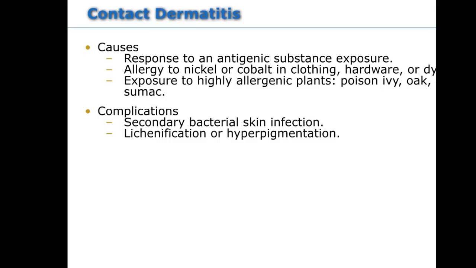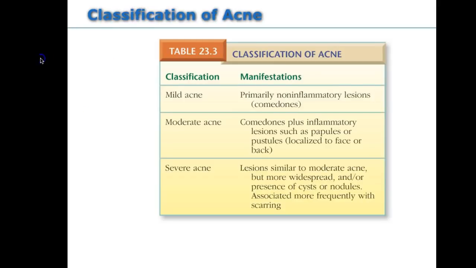Okay, exposure to poison ivy, poison oak, those are all contact dermatitis. And then what can happen from that? Well, if anybody has ever had poison ivy, and I'm itching right now, they know that it's very, very itchy. So sometimes a secondary bacterial infection might happen from that. Hyperpigmentation or lichenification can happen if you constantly itch, itch, itch, scratch, scratch, scratch. So just know that that may be a complication. It also may be a complication of eczema too.